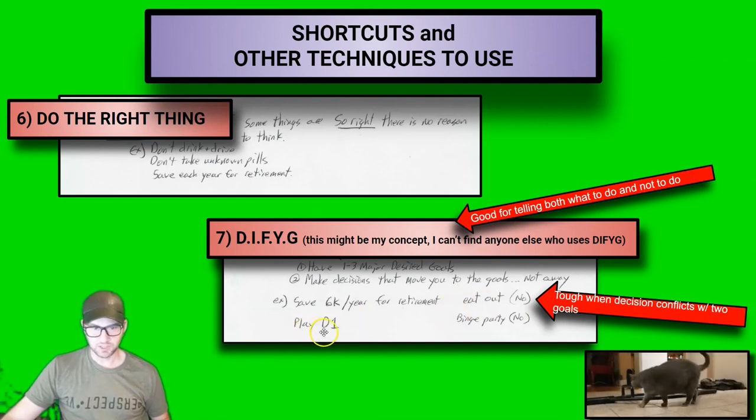Look, if you want to play D1 sports, you should be thinking you have a choice: do I go out and binge party this weekend? The answer is no, because it's going to keep your recovery away. It's not going to move you closer to becoming a better athlete. And honestly, it could make all the difference.